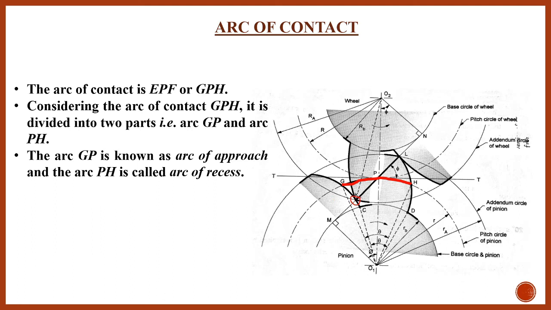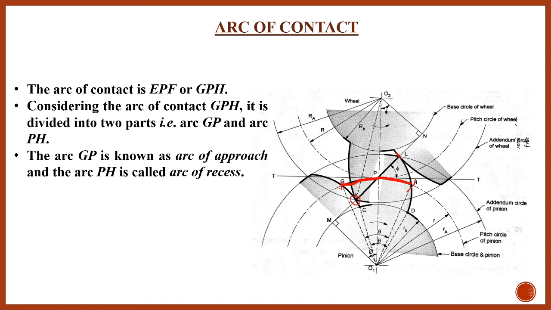When contact between two mating teeth gets started at the point K, you have to consider the intersection point of the pitch circle and the tooth profile, which is the point G. As the gear rotates, when the contact is moving from the point K to point L, at the same time, when the contact between two mating teeth ends, G has moved from this position up to the position H.